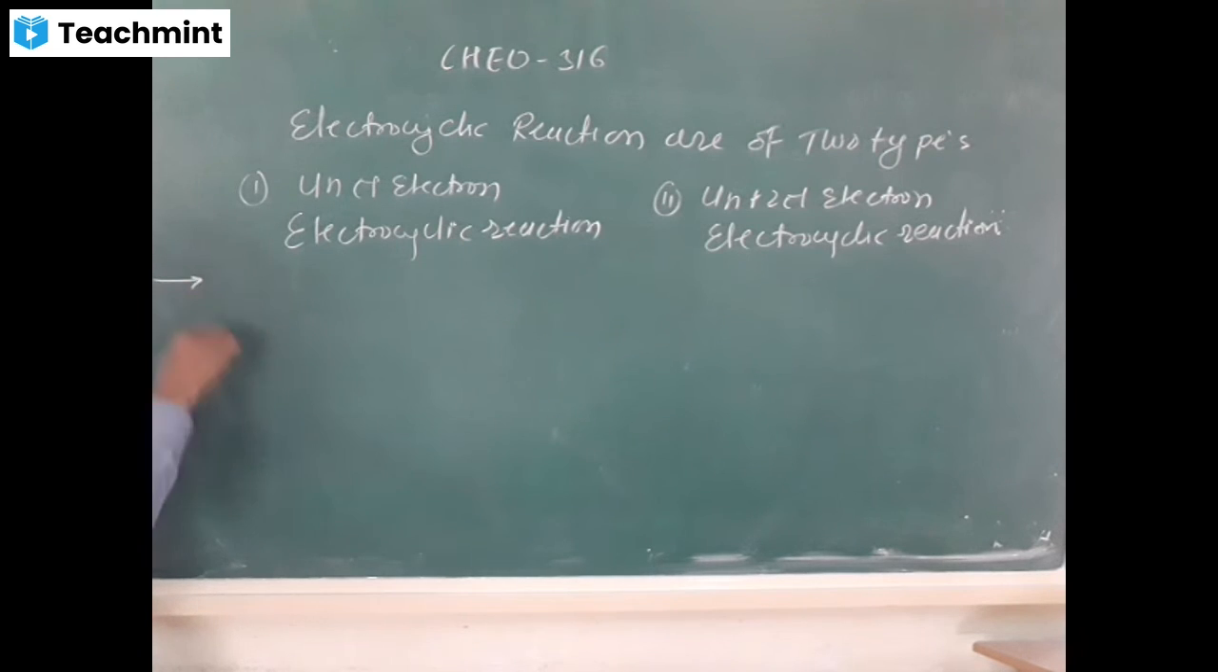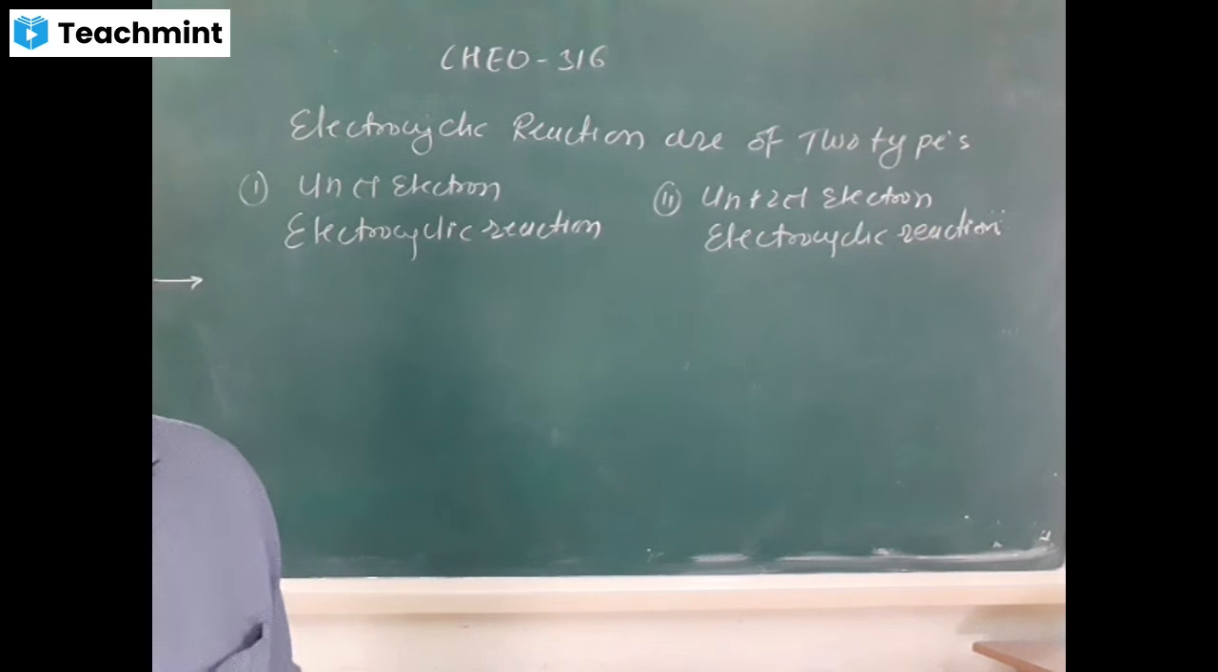So what are 4n pi electron electrocyclic reactions? Those electrocyclic reactions in which either ring closure or ring opening takes place, and they involve an even number of bonds. Okay, or ring closure or ring formation electrocyclic reaction takes place by involving an even number of bonds, are called 4n pi electron electrocyclic reaction.